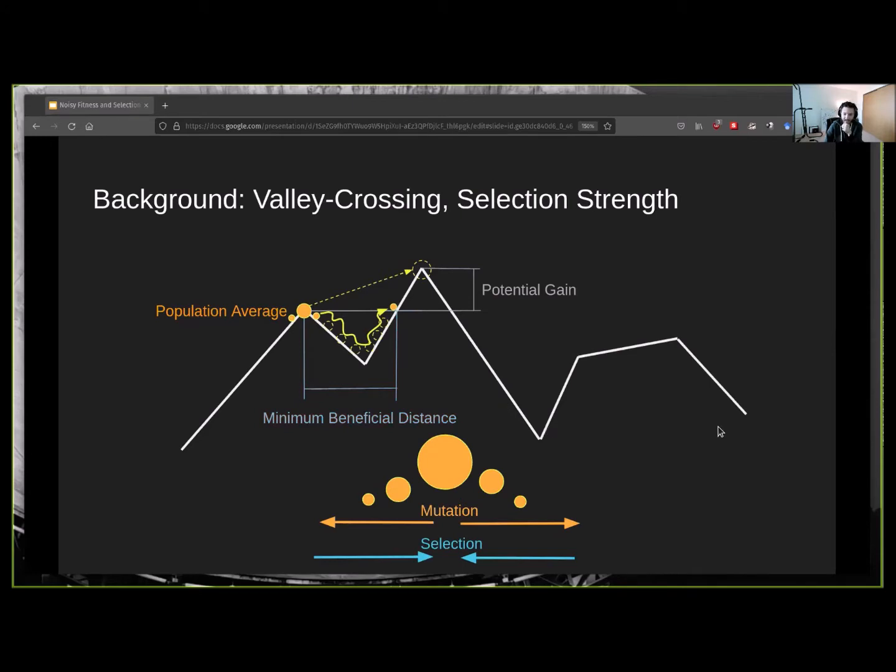And valley crossing is very intertwined with the notion of selection strength, because selection is going to prevent these deleterious mutations from accumulating in the individuals in the population, and it's going to keep that population stuck here on the peak, where mutations, if they were just allowed to accumulate in the absence of selection, would simply wander via drift across this valley. So the strength of selection is fundamental to valley crossing.